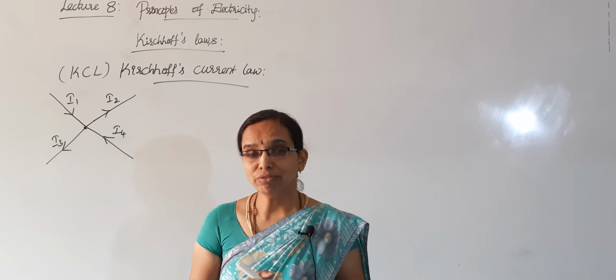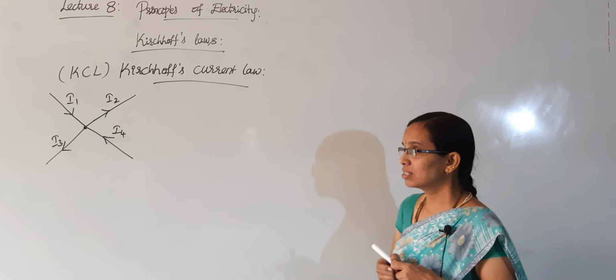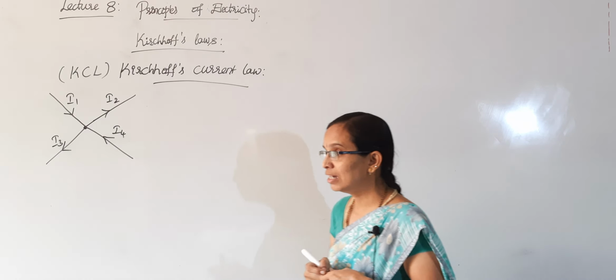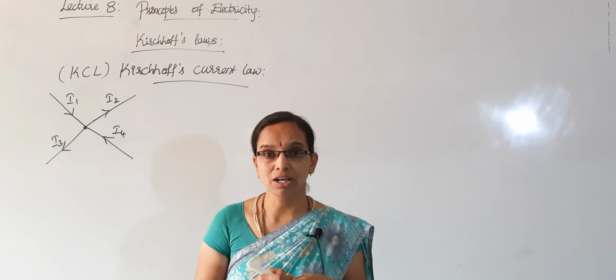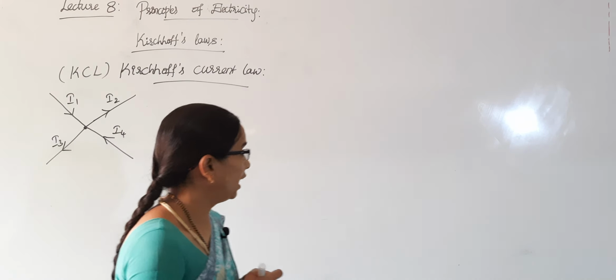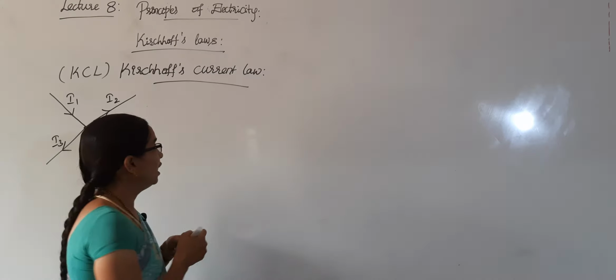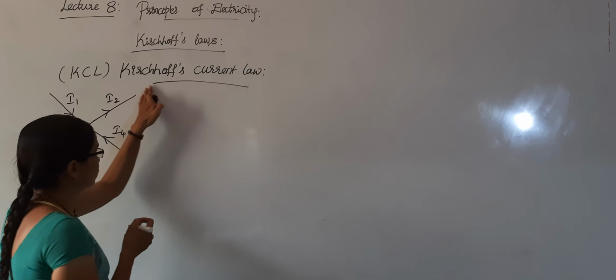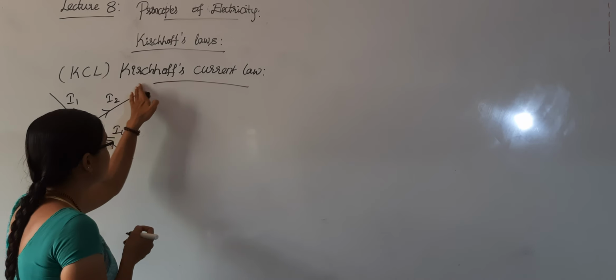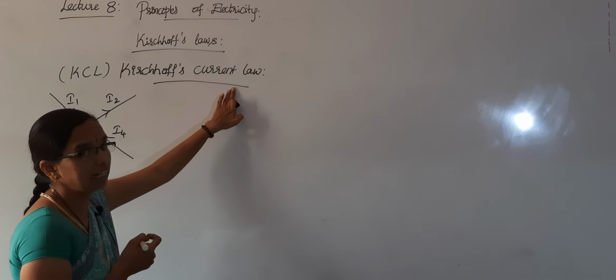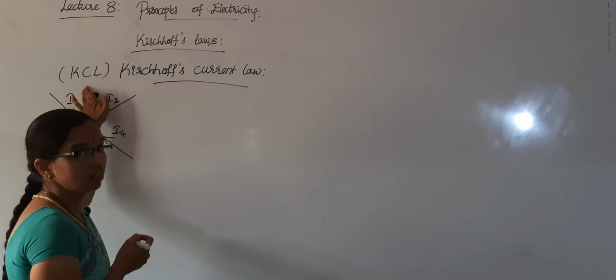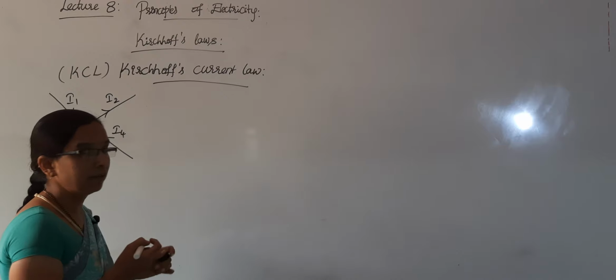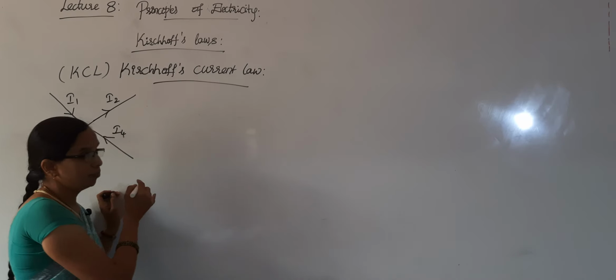Okay, now we will continue with Kirchhoff's laws, which were invented by the scientist Kirchhoff in 1847. The first of Kirchhoff's laws is the current law. Kirchhoff's current law is also abbreviated as KCL. What does it tell?